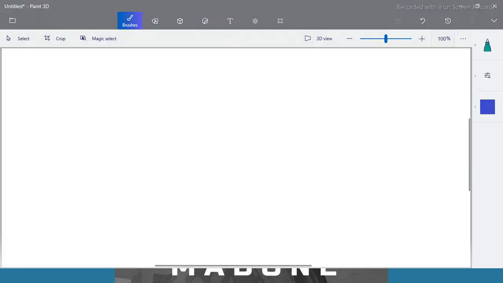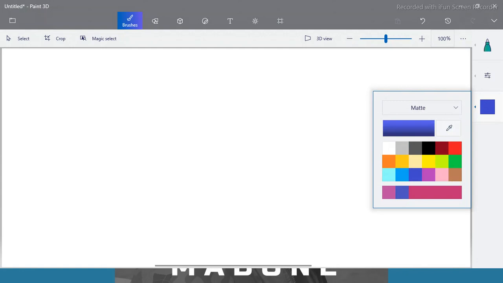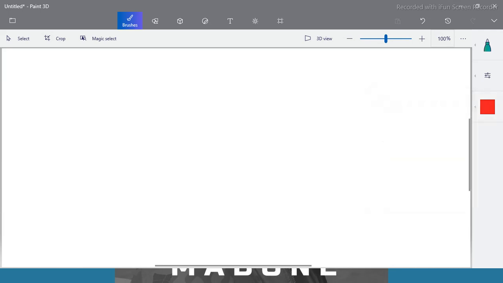So let me select a brush. Okay, guys, I need you to take a pen and a paper, or a book, and start taking down notes, because whatever I'll be saying here will be crucial to you understanding this whole thing.